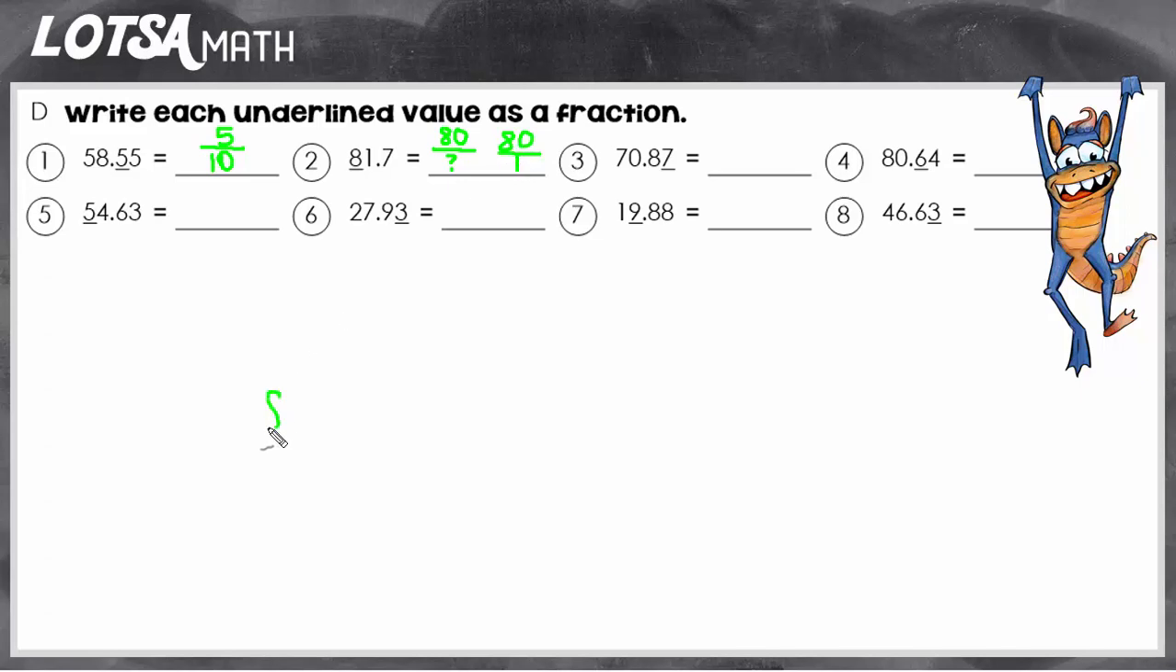There's some other ways you could do it too. You could do 160 over 2. That would still represent the value of 80. Or you could do 240 over 3, and that would still represent the value of 80. And you could keep making equivalent fractions, and they would continue to be a value of 80. But the easiest way would just be 80 over 1.